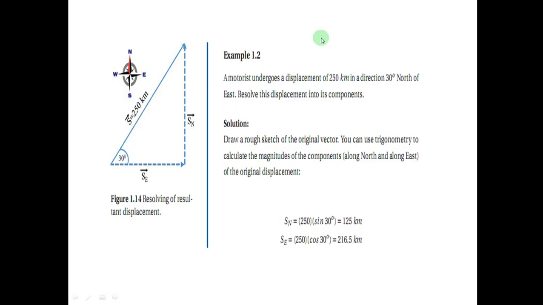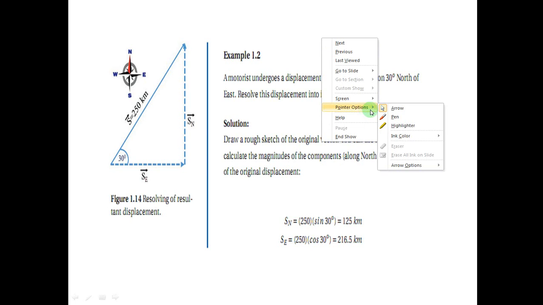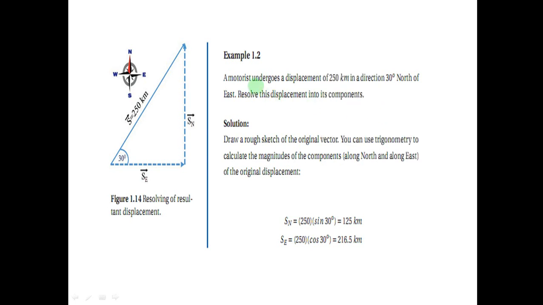Let's see an example. Example 1-2. A motorist undergoes a displacement of 250 km in the direction of 30 degrees northeast. Resolve this displacement into its components. You can see from the figure the resolving of the resultant displacement. From the center you can draw a displacement of 250 kilometers in a direction of 30 degrees north of east.